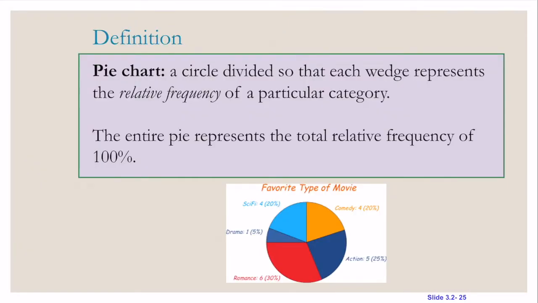We could also use pie charts. A pie chart is a circle where each wedge represents the relative frequency, so it's really good we were able to calculate the relative frequency. You can also make these in Excel, and the entire pie represents the total relative frequency of 100%. So here we have an example with favorite movie types.